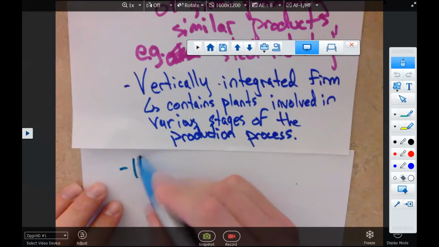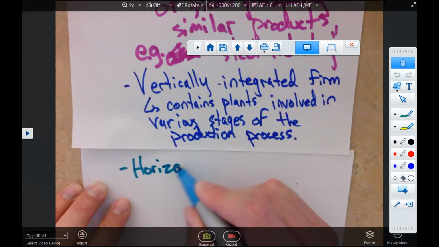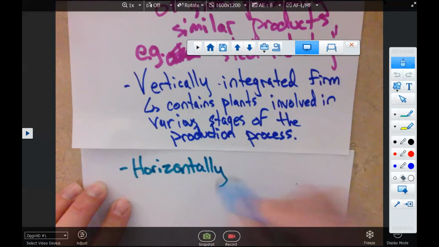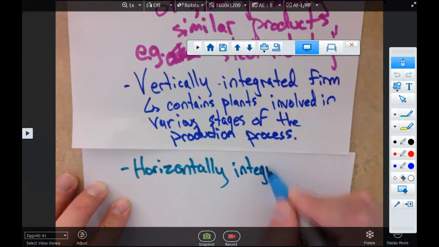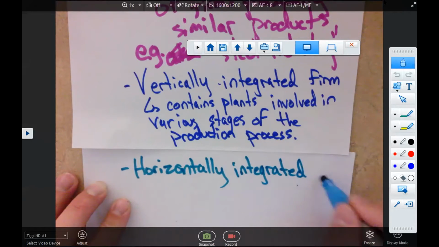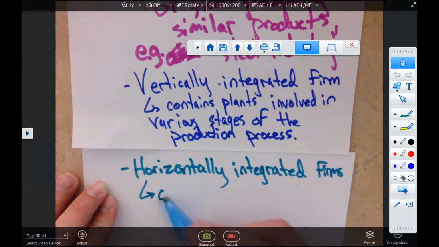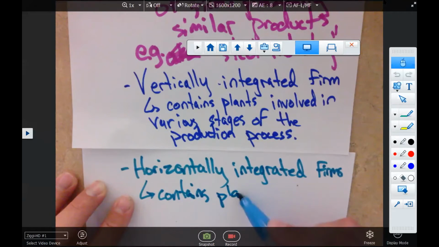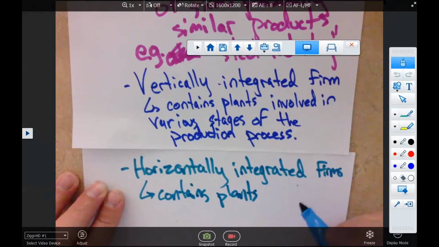We also have horizontally integrated firms. And this contains plants involved in the same function of business.